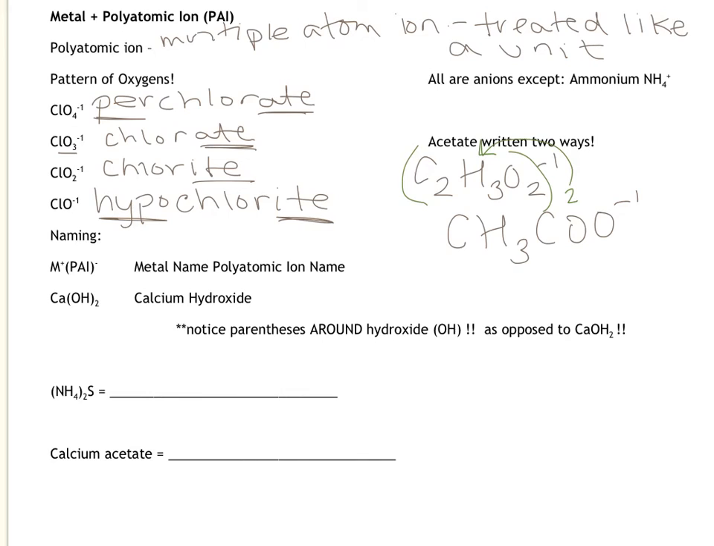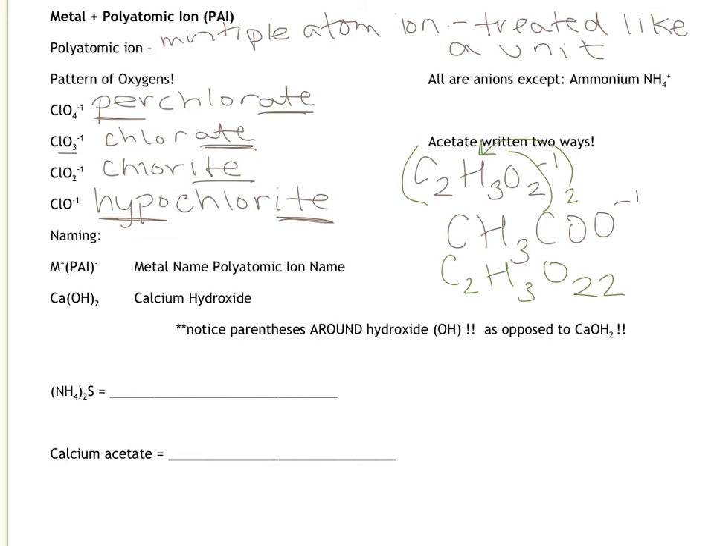Otherwise, if we were to not use one, we'd have C2H3O2 and 2, and that would look like we had 22 oxygens when that's not the case. We have 2 acetate ions. So something to be aware of as we're going through, and we'll look more at this, and you'll see this more in class.